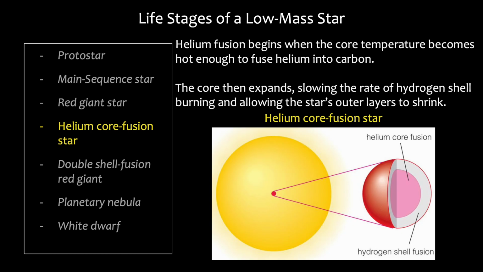So the process of core heating and collapsing continues until it becomes hot enough and dense enough to fuse helium. We're talking about 100 million degrees Kelvin or so. Helium fusion begins when the core temperature becomes hot enough to fuse helium into carbon. Now, fusing helium nuclei takes more energy than fusing hydrogen.